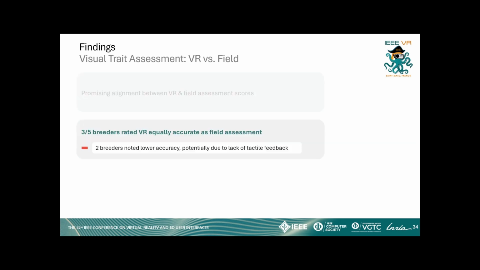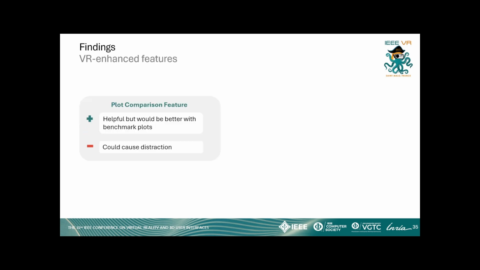In subjective feedback, 3 out of 5 users agreed that the VR assessments were as accurate as the field assessments, while the rest perceived it as slightly less accurate. One potential reason for the varied perceptions of accuracy could be the lack of tactile feedback, the ability to physically inspect plant leaves. Regarding the plot comparison feature, the overall feedback was positive.